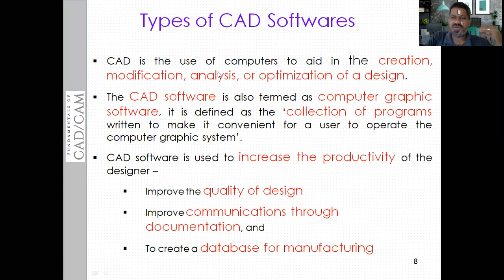In this case, computers are assisting. Computers are used, aided, to create, modify, analyze, and optimize the design. So this is called CAD. CAD software is also termed graphic software because you can see everything on the screen. That's why we call it graphic software, because everything we are working with is images. Suppose you are creating a model, that model is a graphic, right? Whenever you are analyzing, again you are taking the geometric model, then you are analyzing.